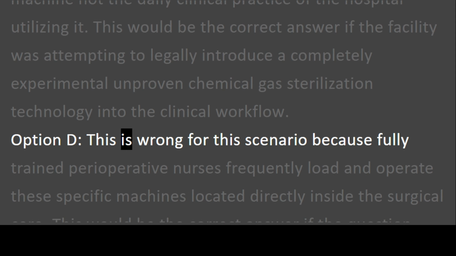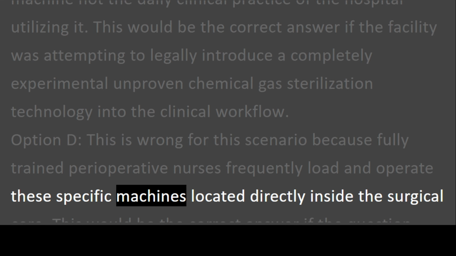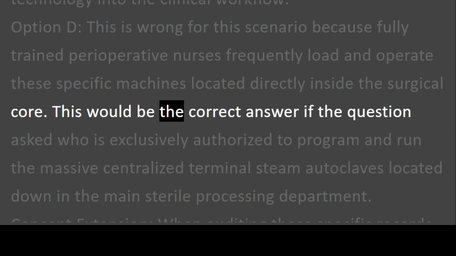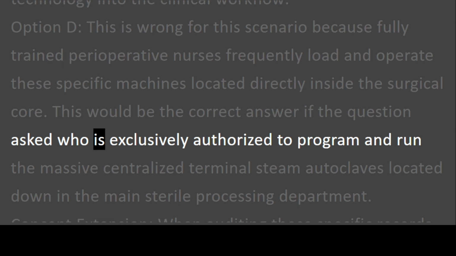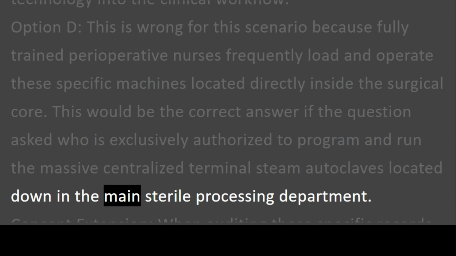Option D. This is wrong for this scenario because fully trained perioperative nurses frequently load and operate these specific machines located directly inside the surgical core. This would be the correct answer if the question asked who is exclusively authorized to program and run the massive centralized terminal steam autoclaves located down in the main sterile processing department.